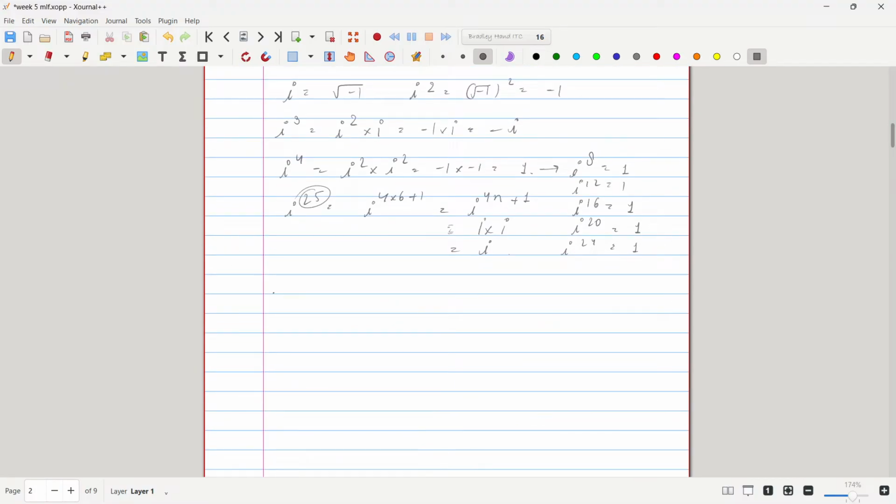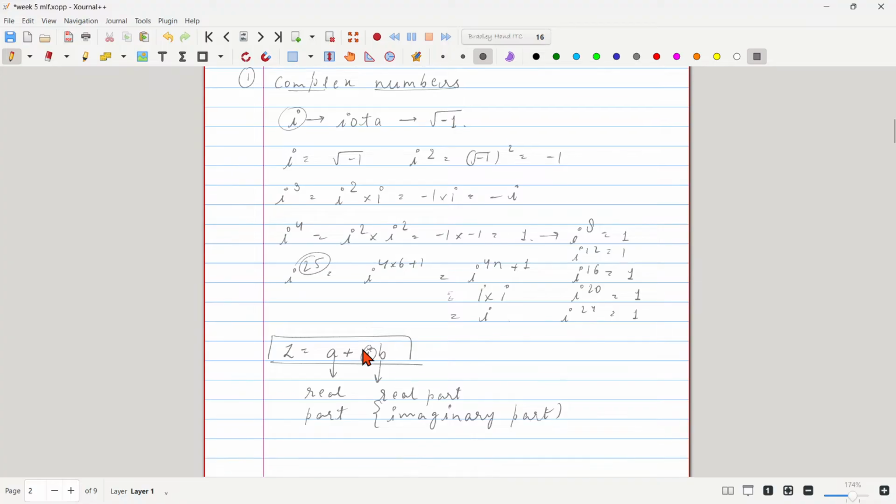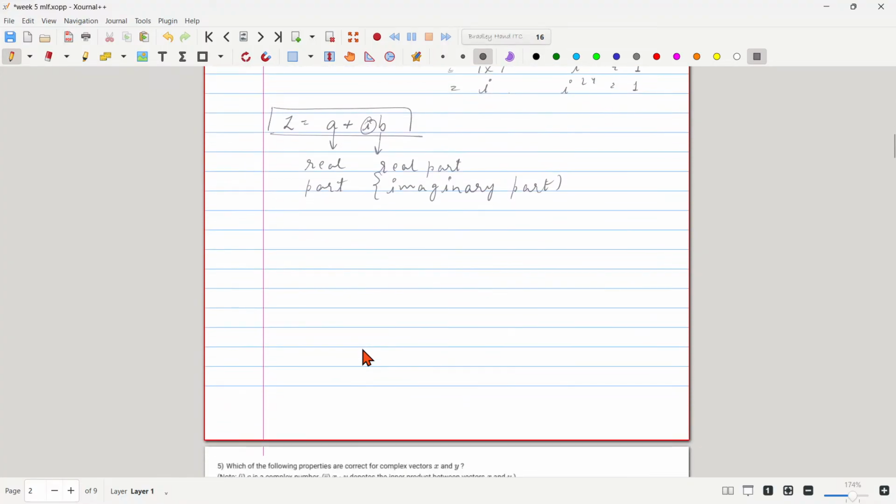Now there are some properties of complex numbers. A complex number is represented in the form z equals a plus iota b. Here a is the real part, and b is also a real part, but here we are multiplying b with iota. After multiplying it with iota, it becomes the imaginary part. So these are some basic concepts of complex numbers which you will require in week 5.